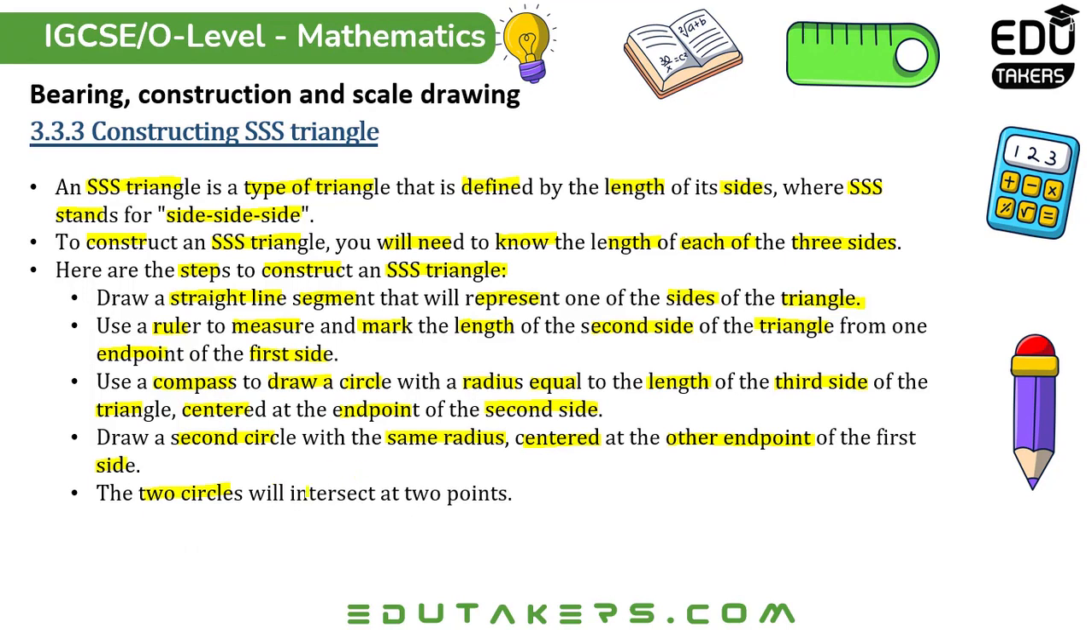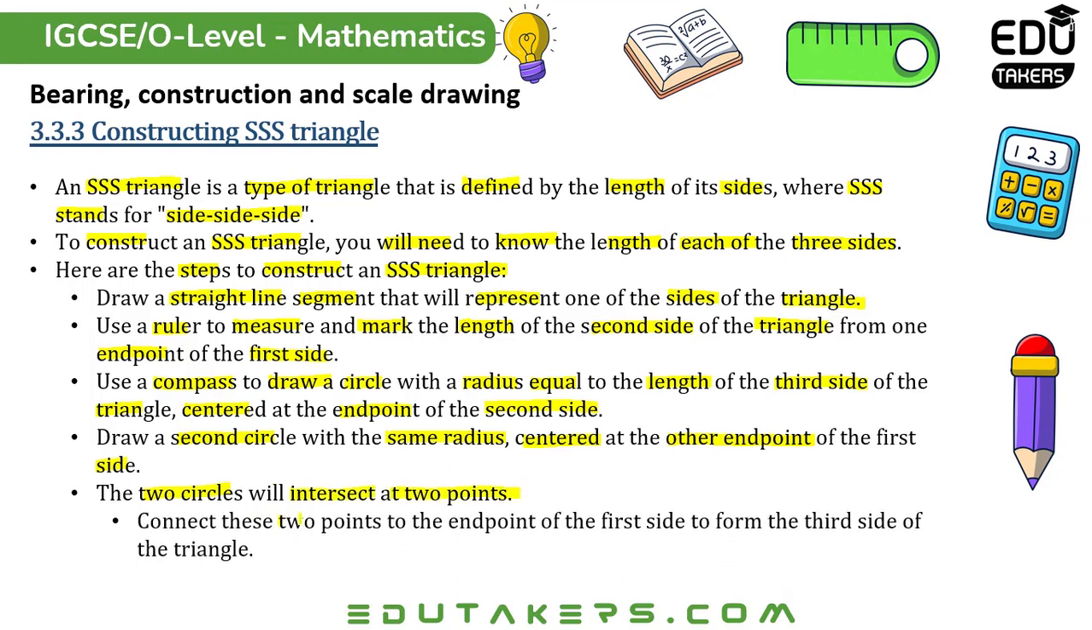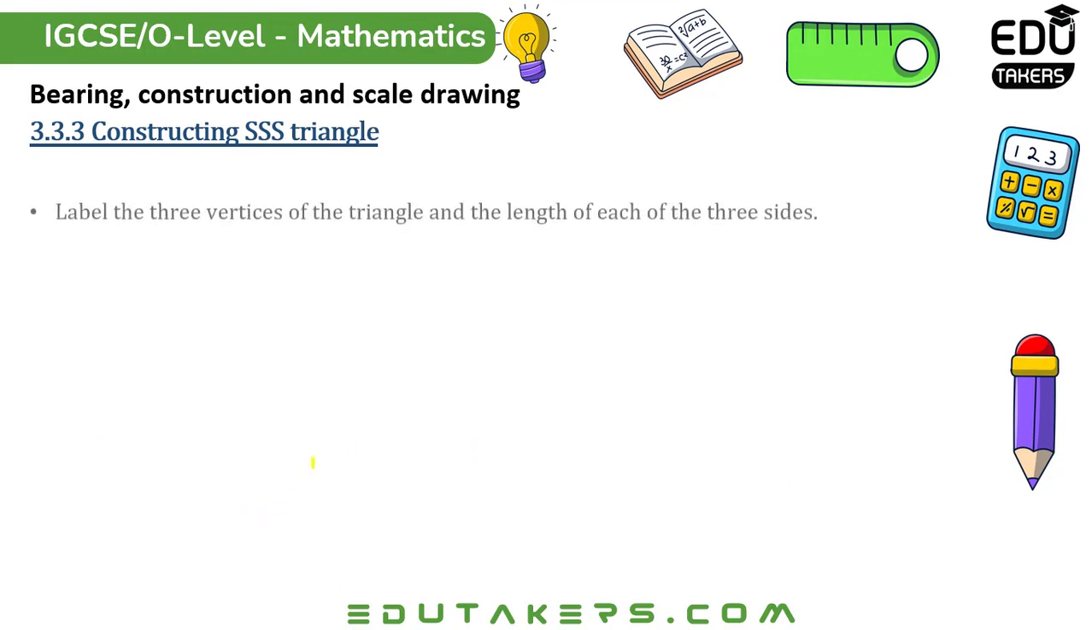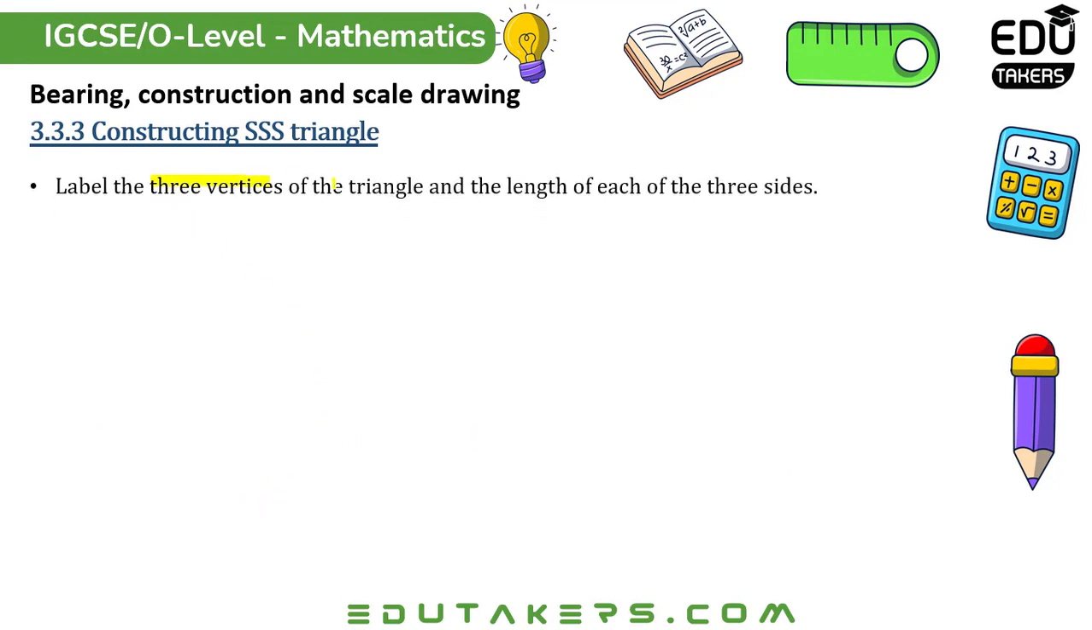The two circles will intersect at 2 points. Connect these 2 points to the endpoint of the first side to form the third side of the triangle. Label the 3 vertices of the triangle and the length of each of the 3 sides.